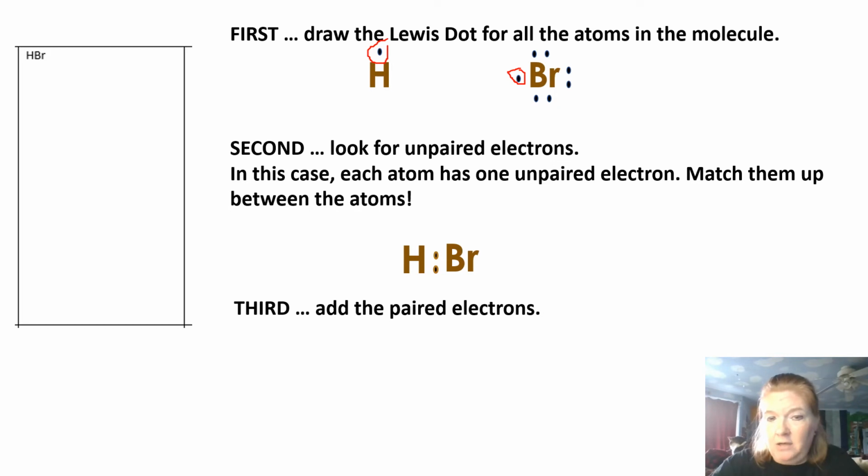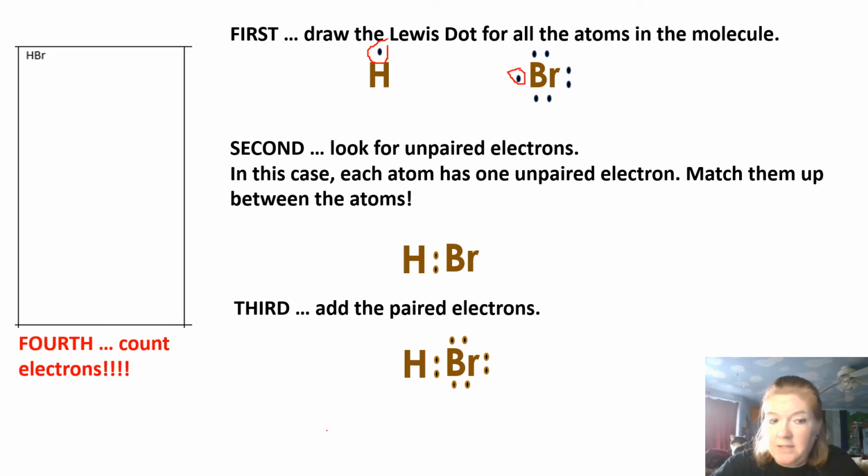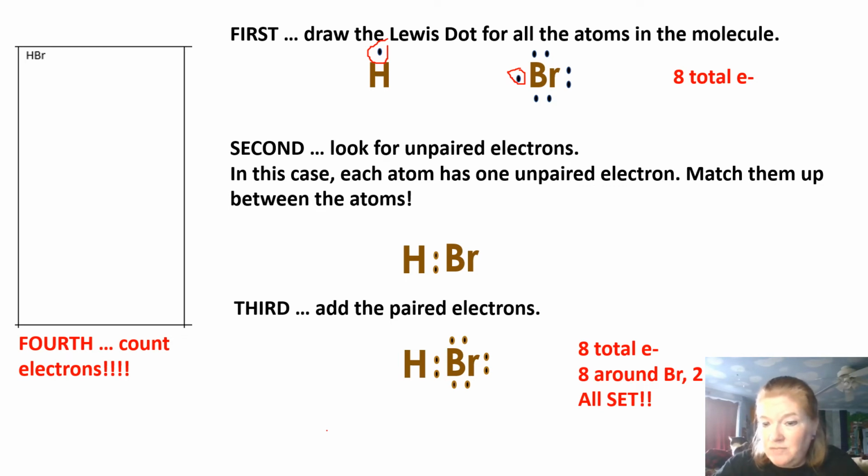Now we have to add the unpaired electrons. Well, if you look, there was nothing else around H, but Br had some. So I add those electrons around Br. What do I do next? I count the electrons. Well, I started up here with 8. I have 8 down here. I have 8 around Br. 2 are around H. Well, that's perfect. That's what hydrogen needs. All set.